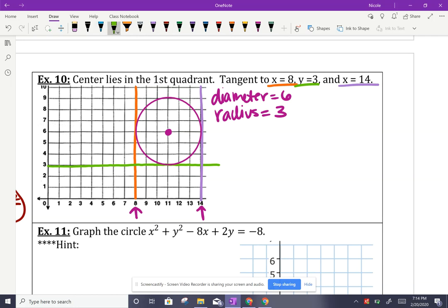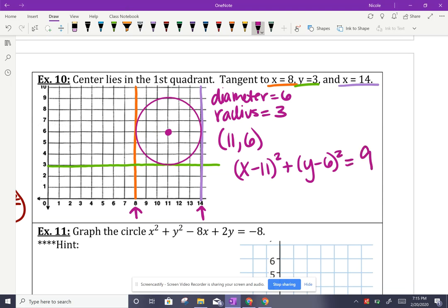If you wanted to be like, oh, what's the 4th tangent line? That would be the line that's going across the top here at y equals 9, if you would really like to, but you don't have to. Now let's write the equation. Our center is at 11, 6. So that's my h, k. So now I can write my equation that says x minus 11 squared plus y minus 6 squared equals radius squared, which will be 9. So it sounded really scary at first, but as long as you graph out your tangent lines and find your diameter, it's not too shabby.